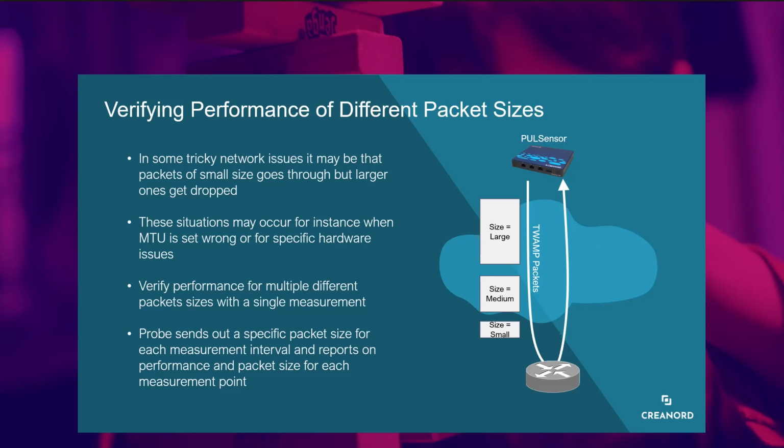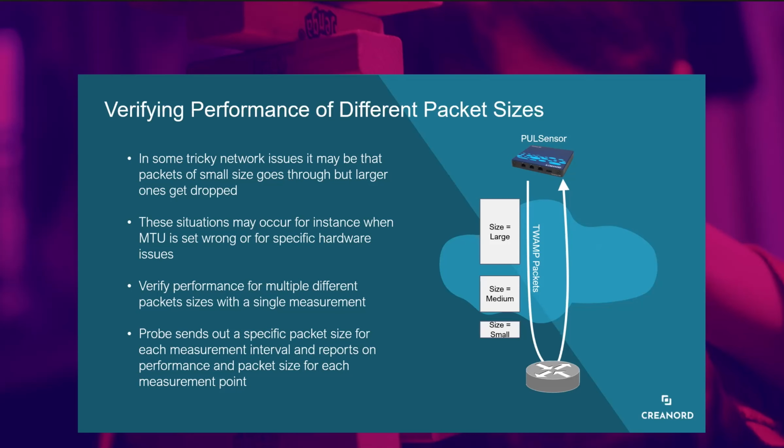For instance, if MTU values are set wrong, or you have some specific hardware issues, the small packets actually get through, but if it's a bigger sized packet, those packets get dropped. So to find this kind of more difficult performance issues, it's good to configure a measurement where the probe is actually sending out several different sized packets.